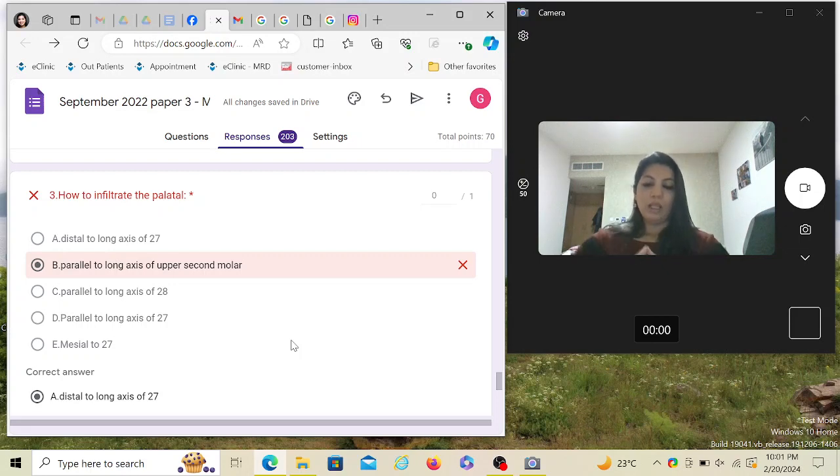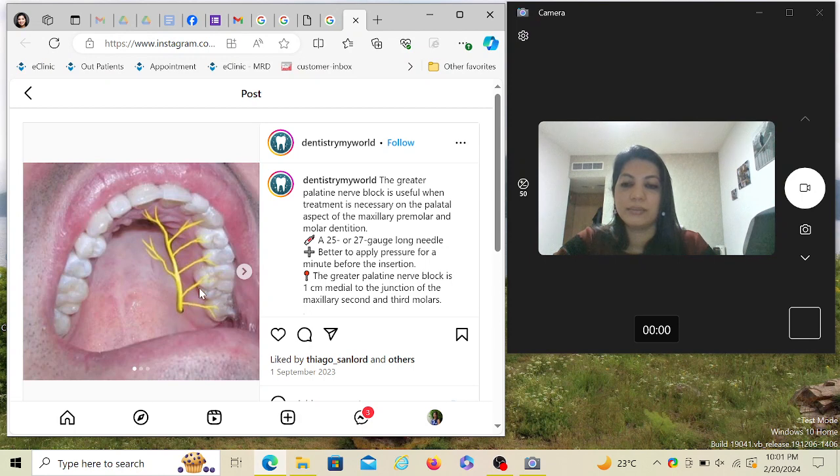Unless it's anterior to the premolars. Now, whichever molar it is, we always give it distal to the maxillary second molar, because that's the place of the greater palatine nerve. I have a picture out here. You see this? It's always distal to the maxillary second molar. It's not along the long axis of the maxillary second molar or along the long axis of the maxillary third molar. It's kind of in between these two teeth, but kind of distal to the maxillary second molar.